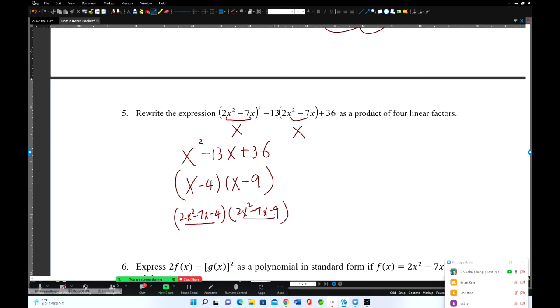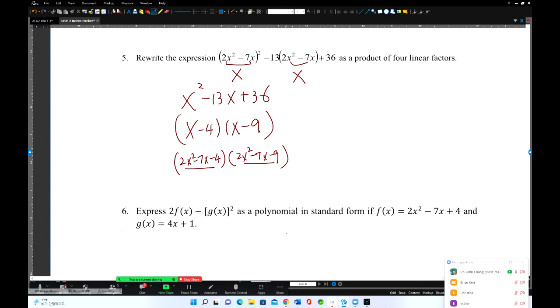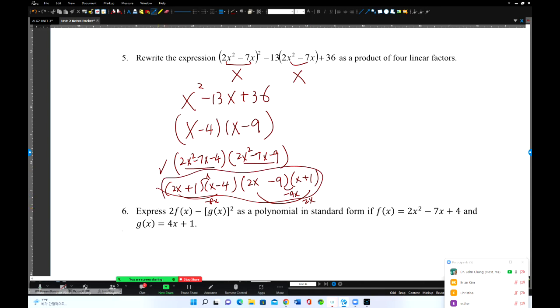Is this factorable or not? Is this factorable? Yes, it is factorable. 2x and x. One is what? Negative 4 and positive 1, right? This is negative 8x, this is positive x. Total is negative 7x. Okay, this is fine. What about the next one? 2x squared minus 7x minus 9. Is this factorable? Try 2x and x. This one is negative 9, this is a plus 1. Negative 9x, positive 2x, total is negative 7x. This is the answer. Is it okay?